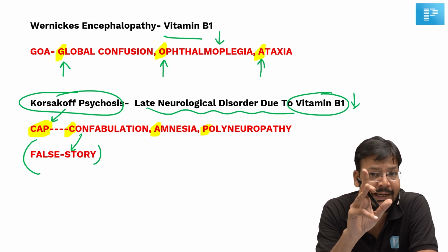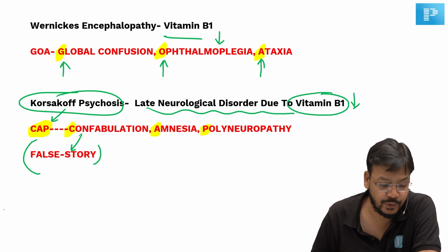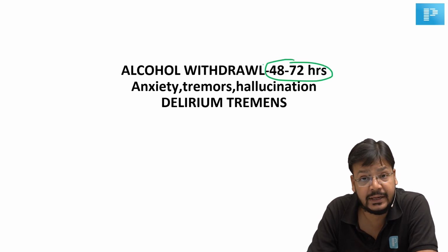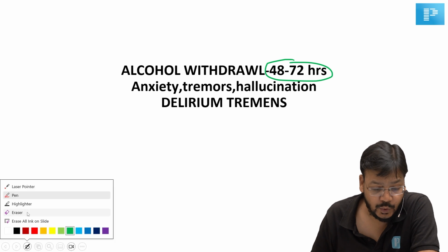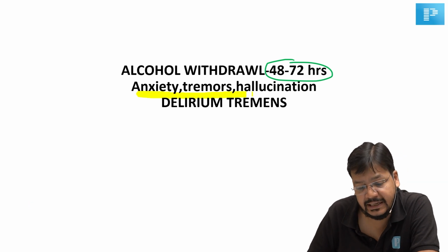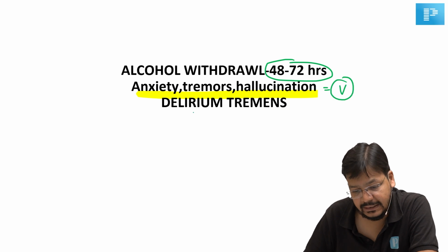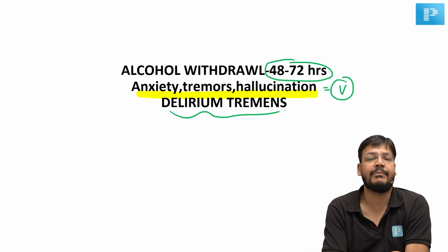Global confusion is Wernicke's encephalopathy. Both are due to vitamin B1 deficiency. Acute withdrawal of alcohol for 48 to 72 hours, with symptoms of anxiety, tremor and mostly visual hallucination, is none other than delirium tremens.